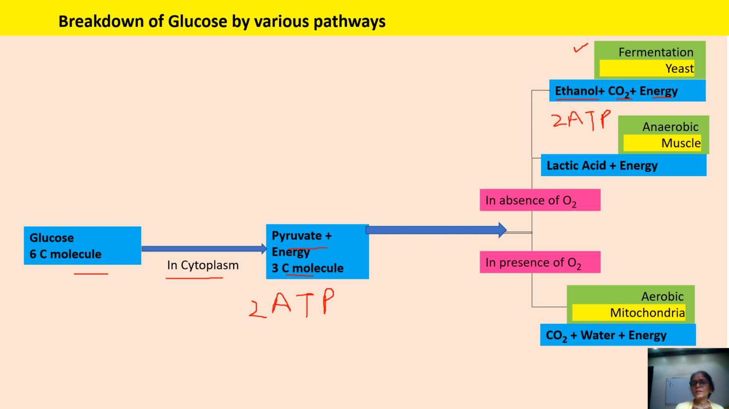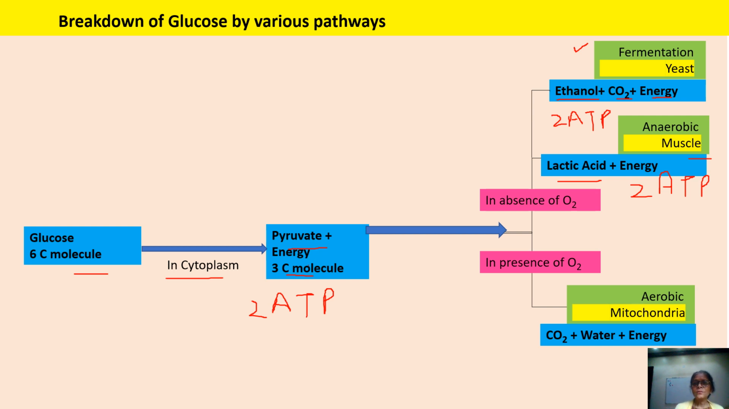The second type of anaerobic respiration is in our muscle cells. Suppose we are running and there is an emergent requirement of energy in our muscles. There, the pyruvate is broken down to lactic acid. Lactic acid is a 3-carbon molecule. So the energy released is also less. Only two ATP molecules can be synthesized from this energy. The lactic acid on accumulation in the muscles can cause pain and cramps.